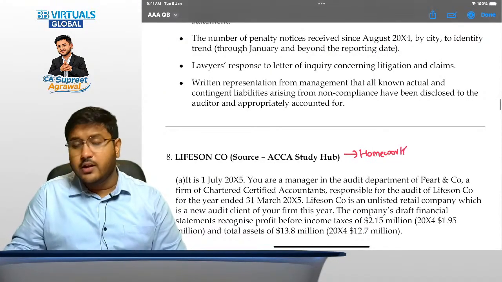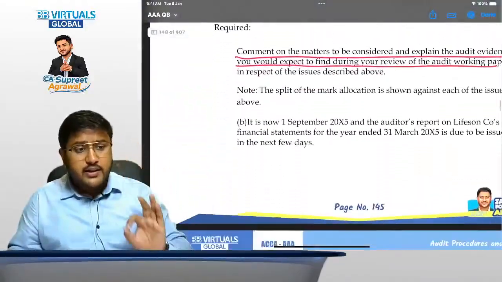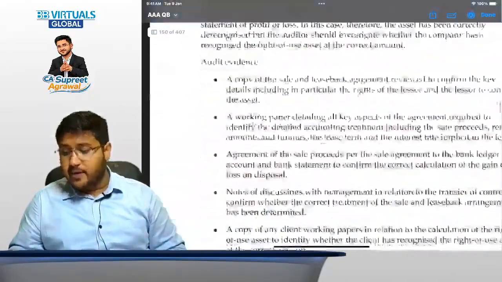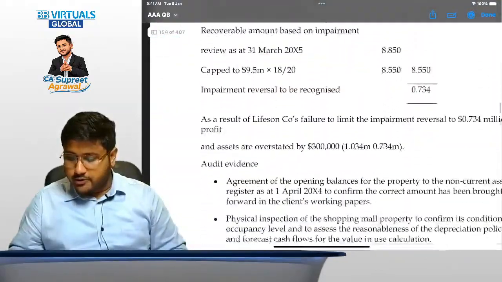You just need to complete it once, okay? But do not just read it. Try to write the pointers. Even if you're not writing the full pointers, draft your answer in a small way and then compare your answer to see whether you have covered all the relevant pointers or not. Now question number 9.